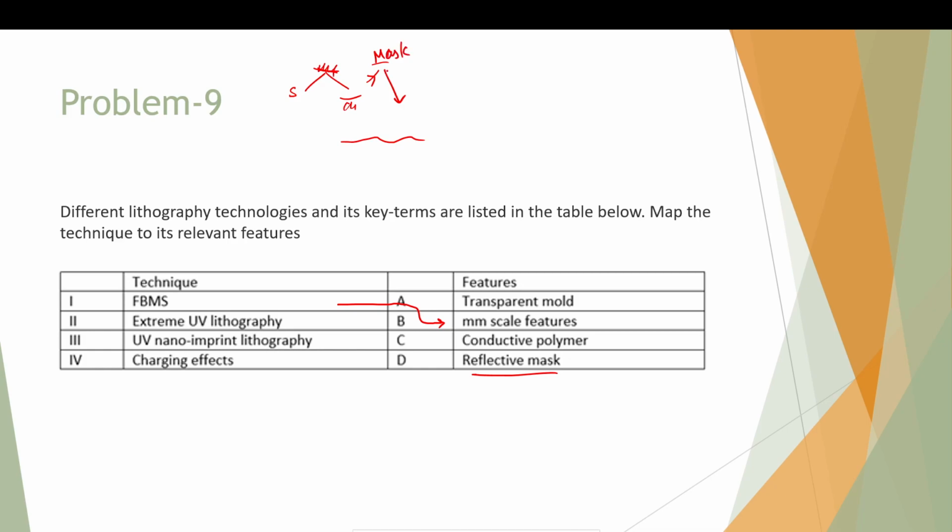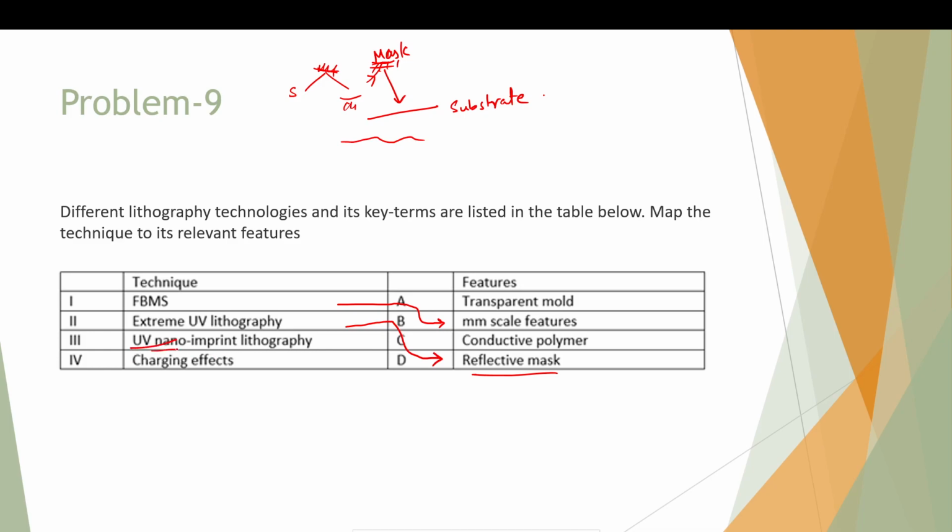Say my mask is here. Even this mask will also be reflecting. So it will reflect from the mask and then come to my substrate. This is done in deep UV or extreme UV lithography, primarily because it is very difficult to make lenses for such low wavelengths. So this is D. Then nano imprint lithography.